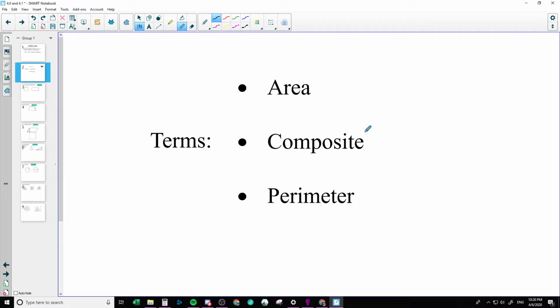Composite is a word similar to combination, where we are taking multiple items and combining them into one. So a composite shape, which is what we need to deal with in this unit, involves us combining multiple shapes together. And the last one here is a reminder from last unit. This is perimeter. Remember that that is the linear measurement of the distance around an object.